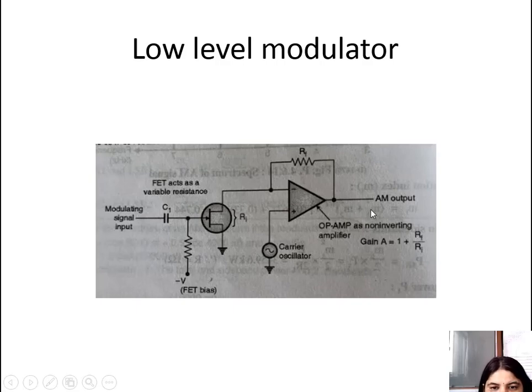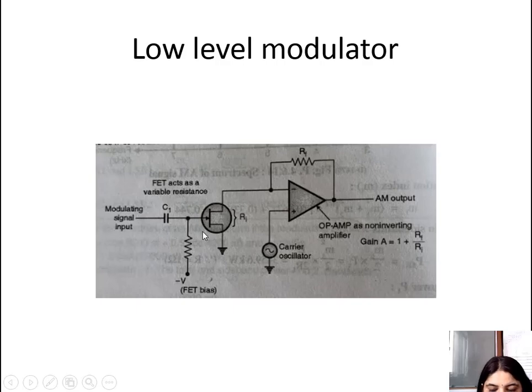Okay, so RF value, that is the fixed value, and the RI value that can be produced by this JFET is a variable value. A negative DC bias is applied to the base of the FET, and it is the reverse bias. And now the input will come through C1, that is the coupling capacitance.